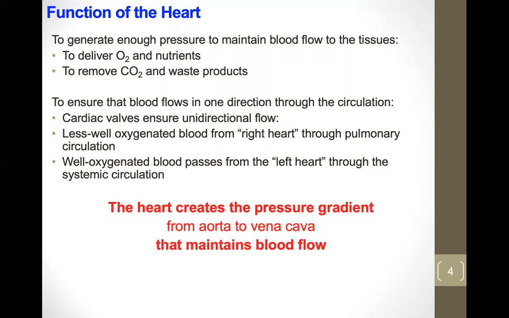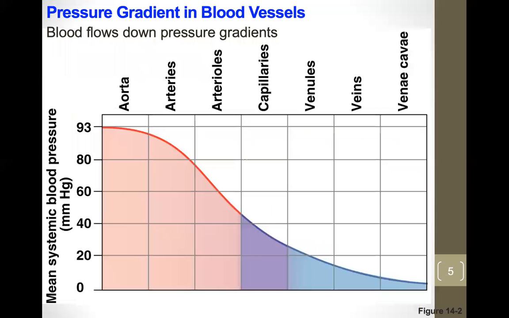Then it'll come back into the left side of the heart, and this well oxygenated blood will pass from this left side and out into the rest of the body into systemic circulation. And the heart is creating this pressure gradient that's going all the way from the aorta, which is our largest artery. Arteries are what pump things out of the heart, to the vena cava, which is our largest vein. Veins are when it's returning blood to the heart. And this pressure gradient that's set up is going to maintain this blood flow.